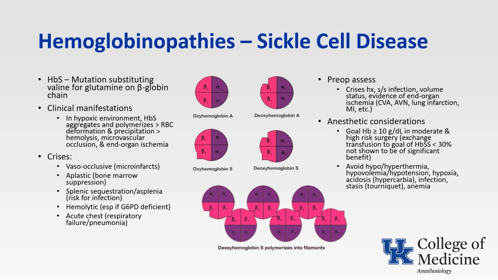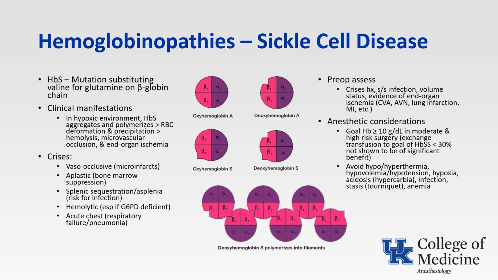It's important to understand that the previous suggestion to exchange transfuse to a goal of hemoglobin S less than 30% has not been shown to be of significant benefit. So typically these patients do not undergo an exchange transfusion, but they are transfused packed red blood cells to a hemoglobin of at least 10 for moderate and high-risk surgery.